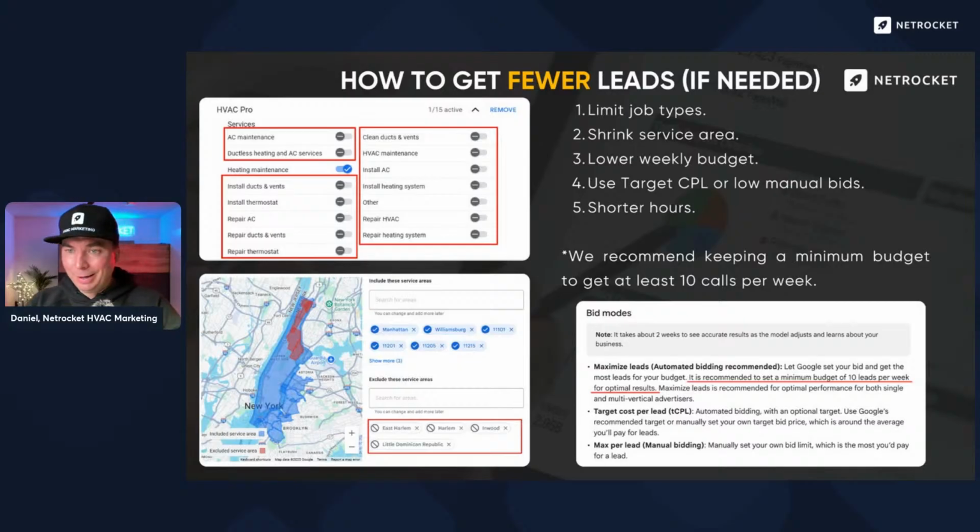But as I understand, for most of you this is not a problem. We don't have a problem to limit the leads. But anyway, if you need this, you can do it like that. And I still recommend, and not only me, Google recommends keeping the budget to receive at least 10 leads, 10 calls per week. This would be the recommendation if you want to limit your account. But again, this is not a problem for most of you today.